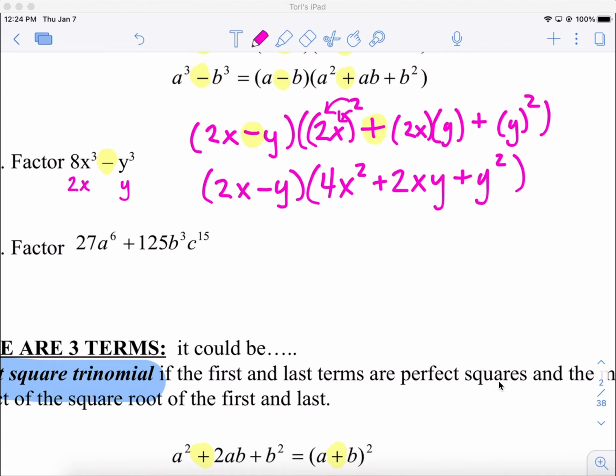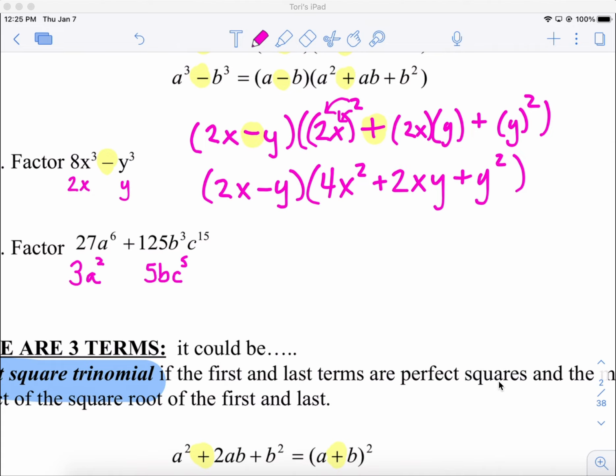First of all, I'm checking for a GCF. 27 and 125 have nothing in common. They don't both have A's, don't have B's, don't have C's, so there's no GCF. We're going to write out what that would be cube rooted to. Cube root of 27 is a 3. Cube root of a to the 6th is an a squared. Cube root of 125 is 5. Cube root of b to the 3rd is just 1b. Cube root of c to the 15th power would be c to the 5th. And again, you're basically just dividing it by 3.